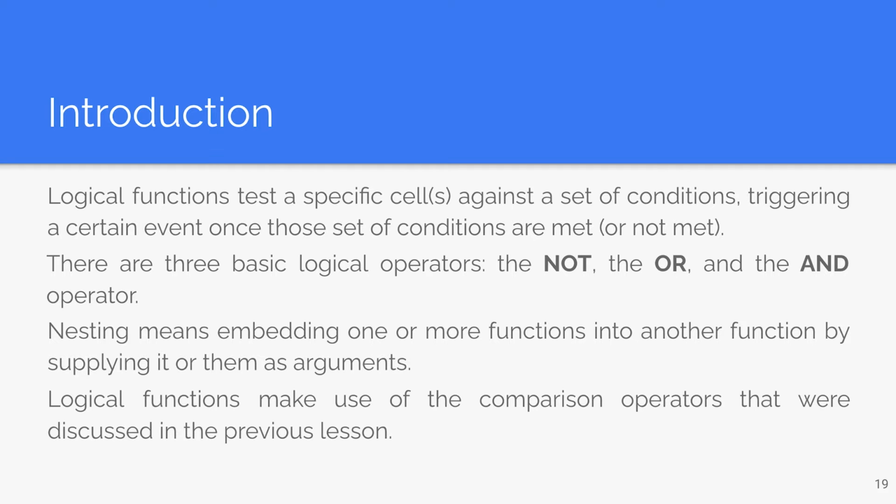There are three basic logical operators: the not, the or, and the and operator. Google Sheets implements them as the not, the or, and the and functions respectively. These, together with the if and else statements, make up a bulk of logical functions. Other logical functions are obtained by combining these or nesting them.